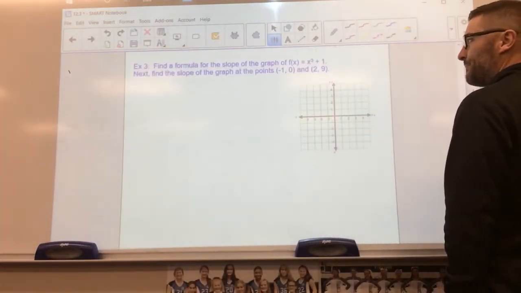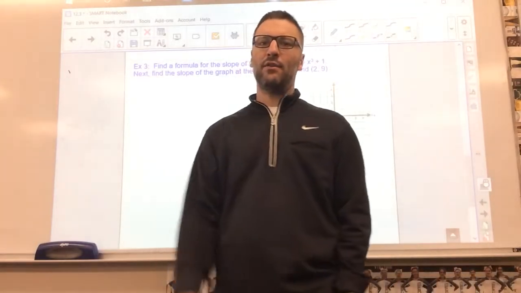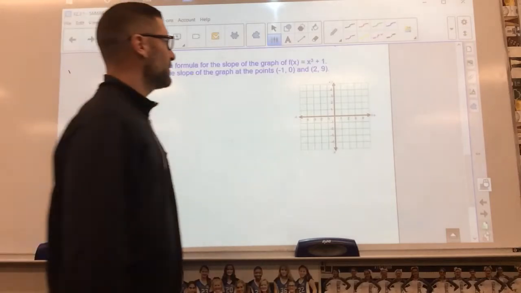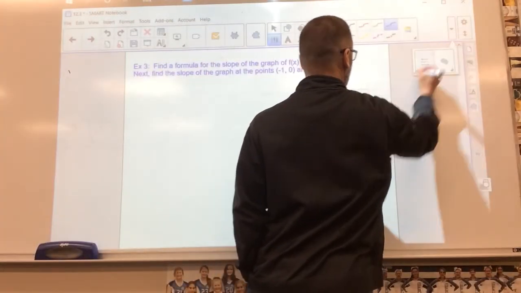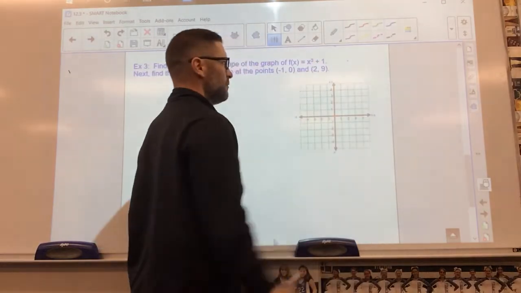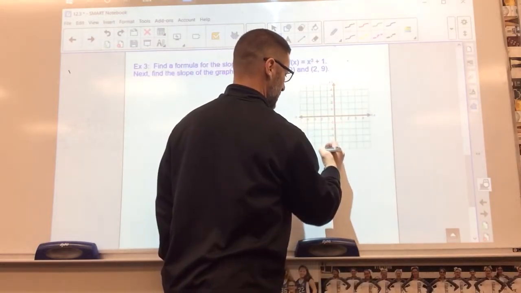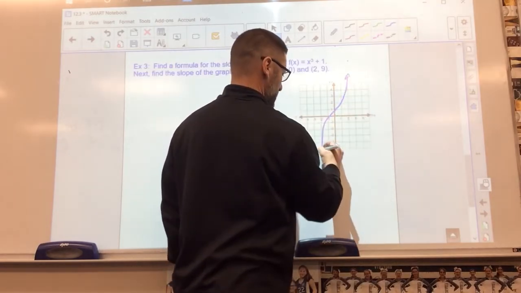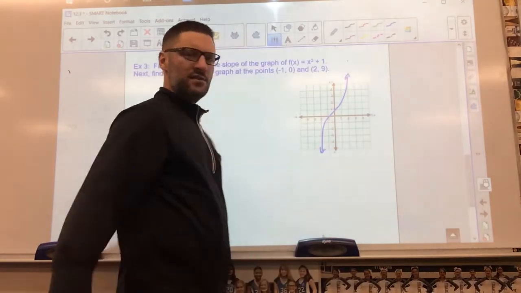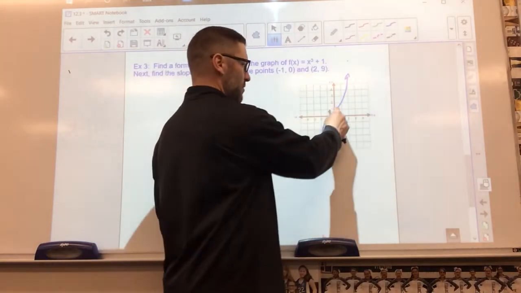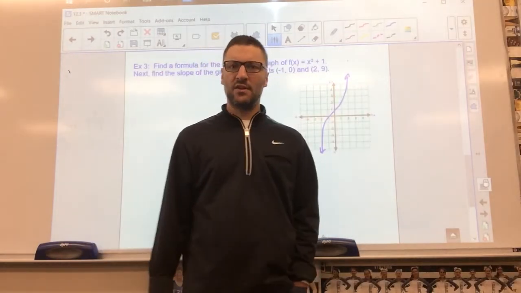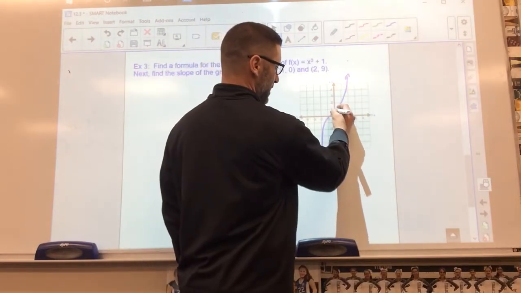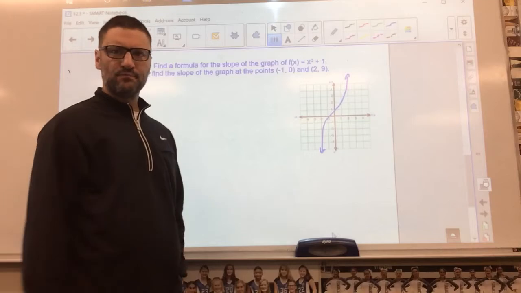All right, let's do one more. I'm going to go a little bit slower on this one. We have x cubed plus 1, and I'm going to graph that in blue here. It's x cubed plus 1, so it's up here, and it looks like that. The slope at any point is going to change depending on where you're at. It actually really flattens out there at 1. Let's go ahead and find the limit.